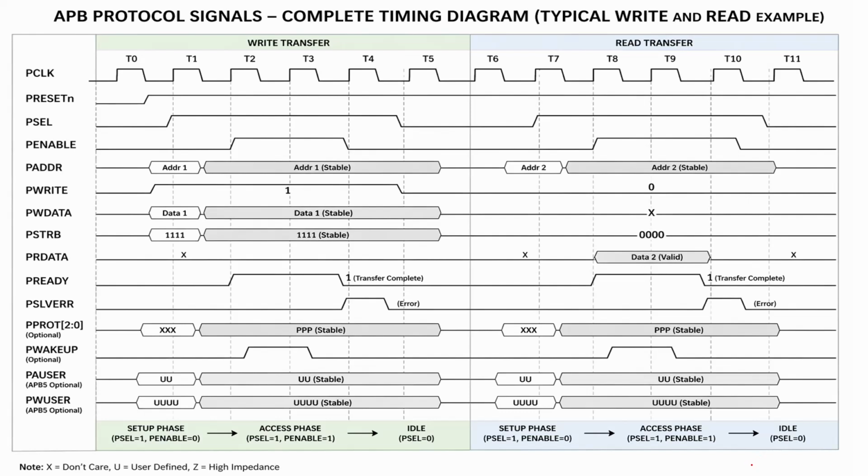See, these are the entire signals we are mentioning here, for write transfer and read transfer. See, T1 to T2. PRESETn should be low in the idle condition, so it is operating in reset condition. PSELECT is 0, PENABLE is 0, PADDR is not maintained, and PWRITE is also 0 here. PWDATA is high impedance, and PSTRB is also high impedance. PRDATA is an unknown value, PREADY is not high, PSLVERR is low here, and PPROT is maintained at high impedance.